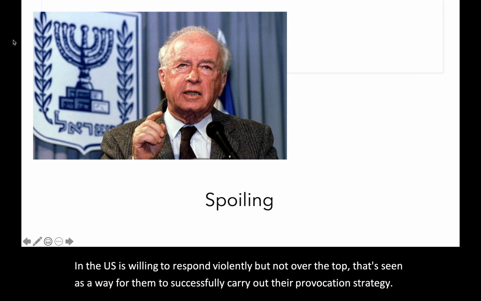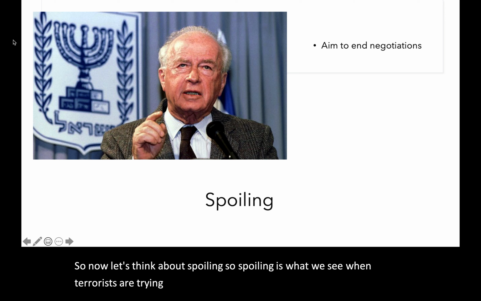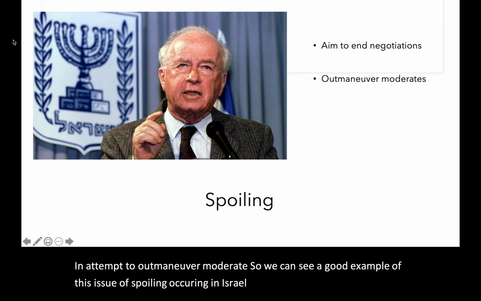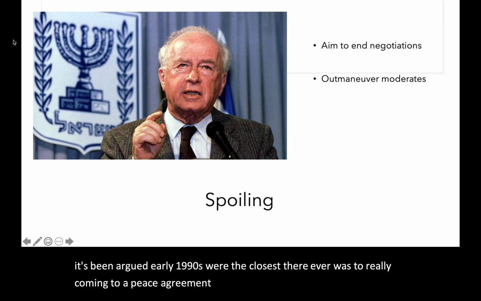So now let's think about spoiling. So spoiling is what we see when terrorists are trying to end negotiations. And this is an attempt to outmaneuver moderates. So we can see a good example of this issue of spoiling occurring in Israel during the 1990s. So in the 1990s, it's been argued, early 1990s, we were the closest there ever was to really coming to a peace agreement between the Israelis and Palestinians.